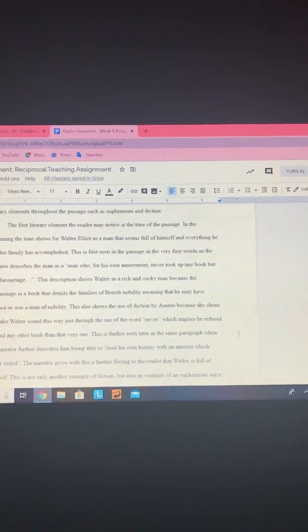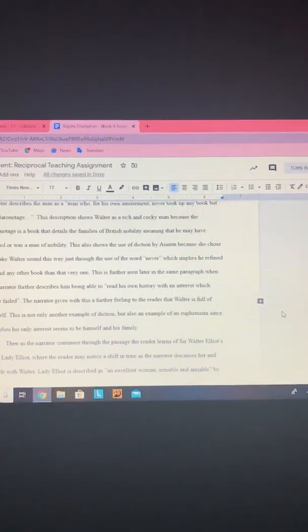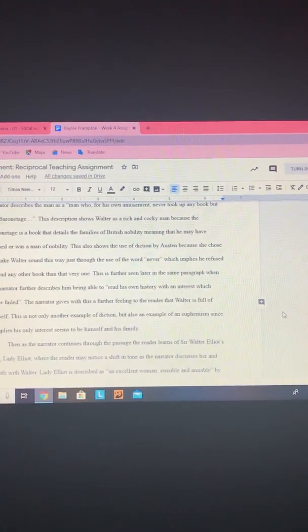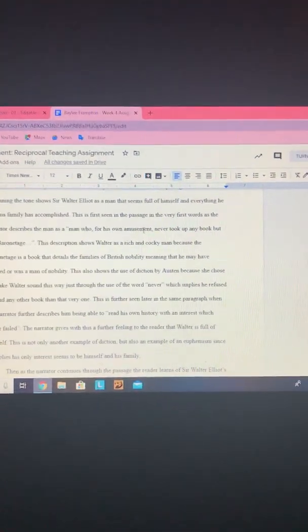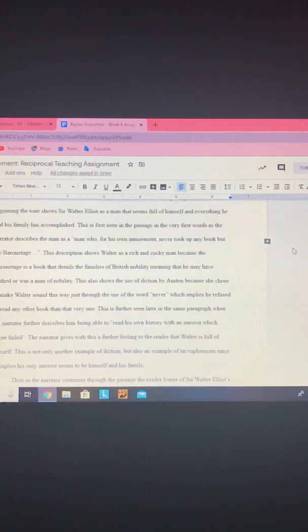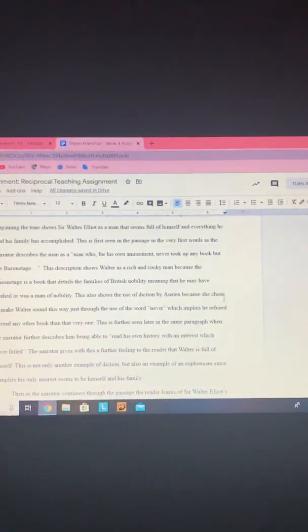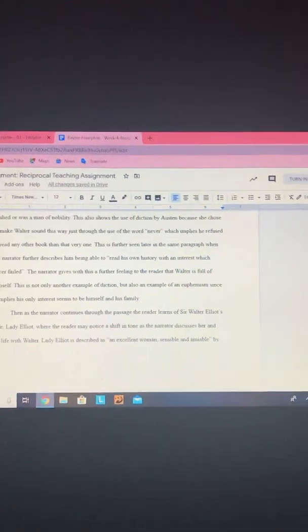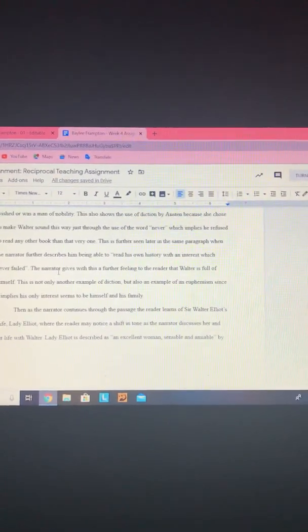This quote is also an example of diction by Austen, because she chose to make Walter sound this way just by using the word never. That word implies that he literally never picked up any other book other than this one, meaning that he was only interested in sounding noble and rich, making him sound very cocky and full of himself.